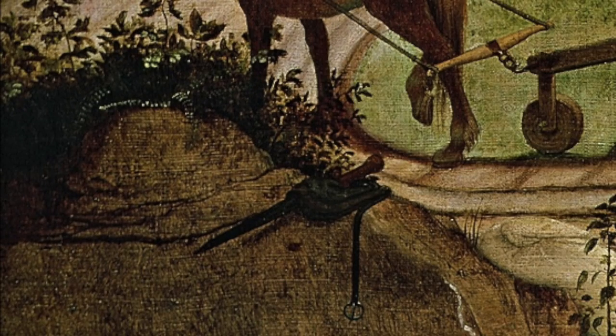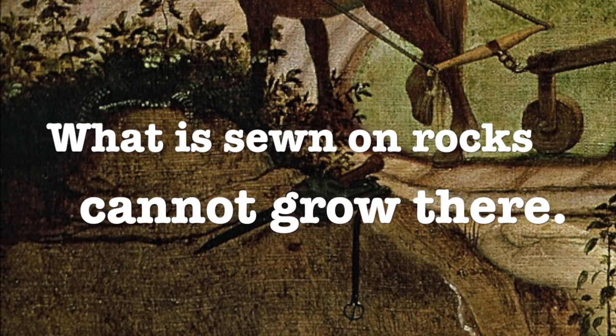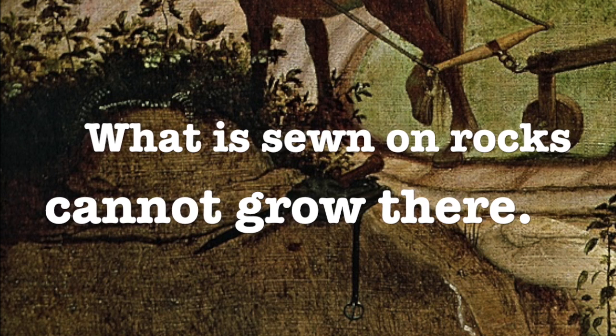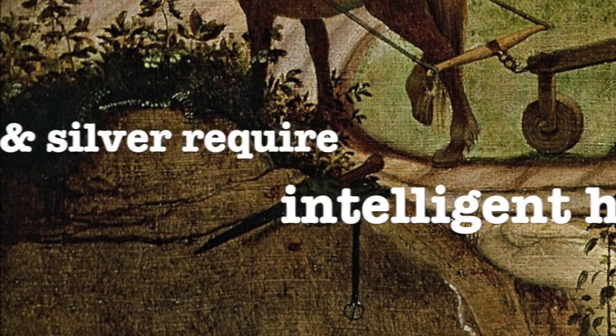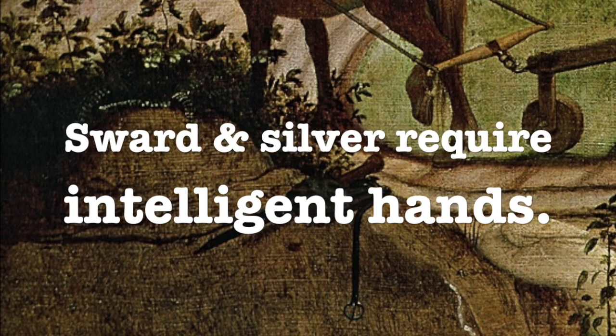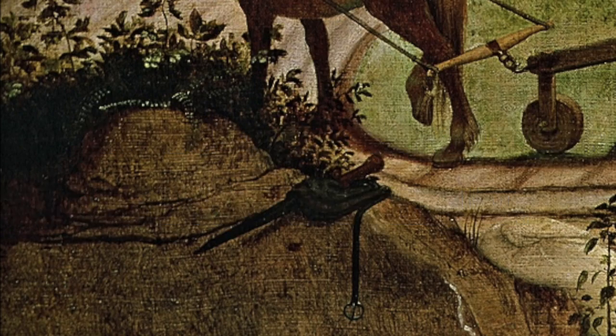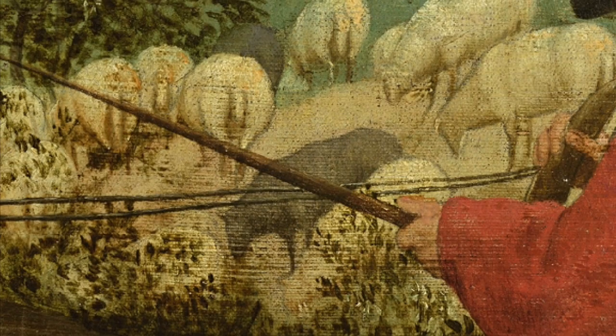In the lower left, we see bags of seed sitting against a rock, which again shows the proverb, "What is sown on rocks cannot grow there." We see the knife and the sword also on the rocks, which shows the proverb, "Sword and silver require intelligent hands." We see a ewe among the sheep at the sea, which is watched by the shepherd. The fisherman just below Icarus pays no attention to his falling from the sky.